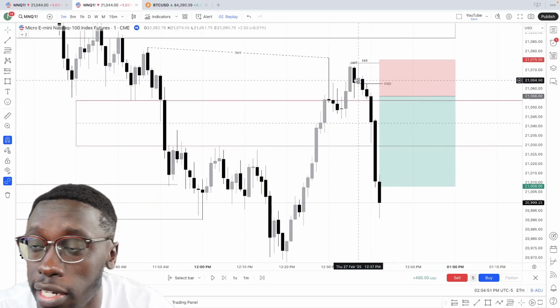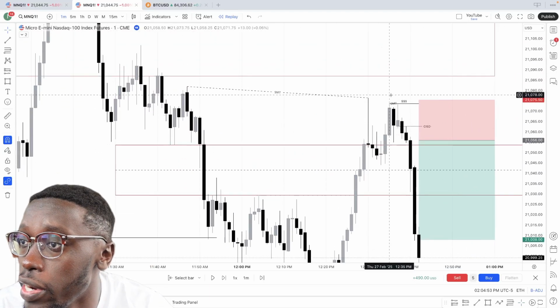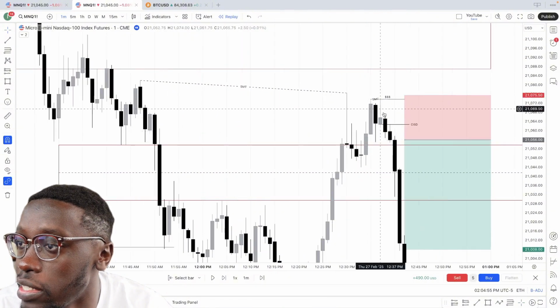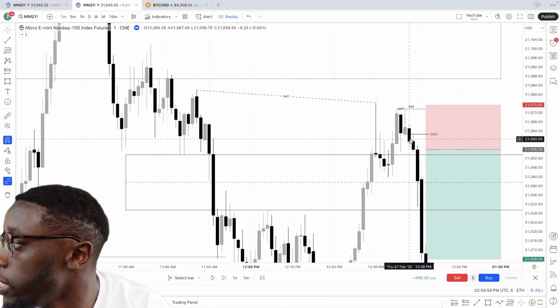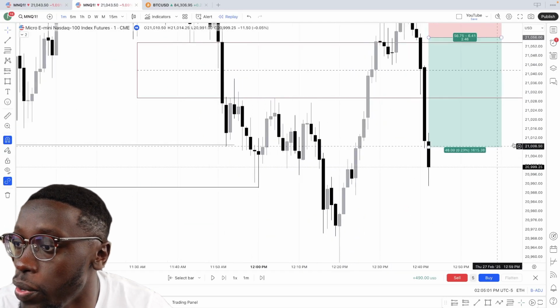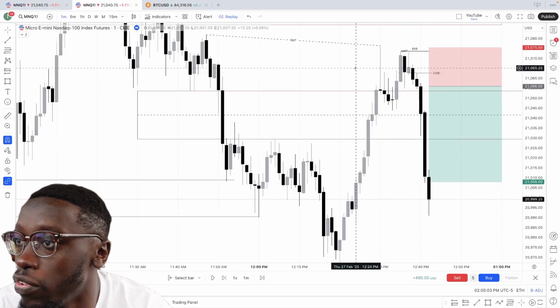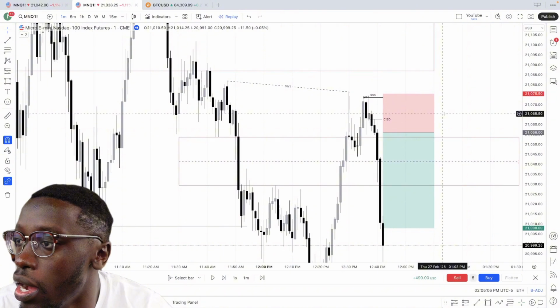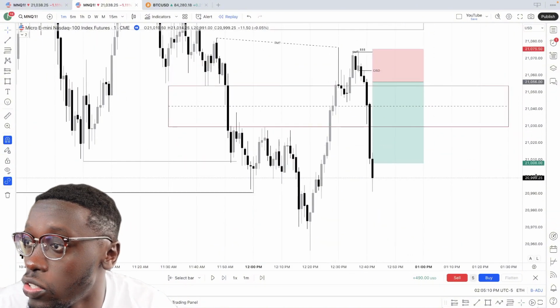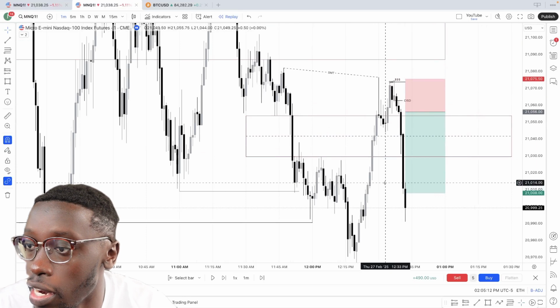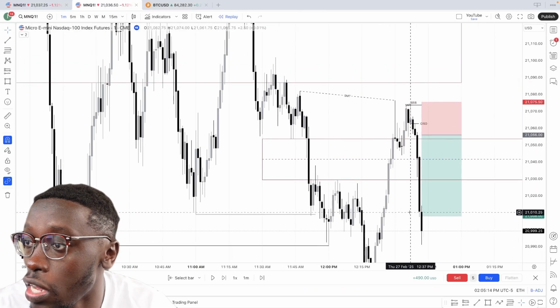This was the setup I took today. Very straightforward, very quick. You could see all the confirmations that I need. I got SMT, sweep of liquidity, change of state of delivery. And then we also had, of course, some inverted fair value gaps as well. So yeah, that was the trade I took today. Great setup, great trade. And honestly, that's my model that I'm looking for every single time I'm trading.